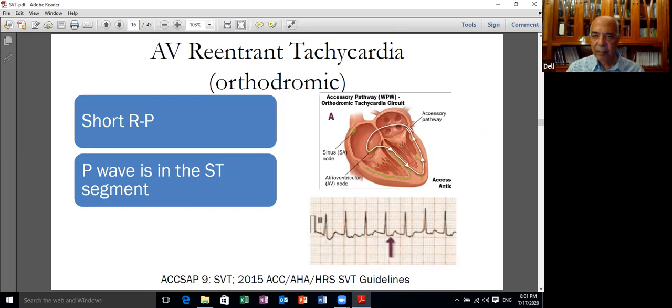If the accessory pathway conducts only retrogradely, this is called a concealed accessory pathway, because there is no delta wave under normal circumstances in sinus rhythm. But the impulse goes through the AV node, conducting atrial activity in an orthodromic fashion, activates the ventricle, and then passes retrogradely across the accessory pathway to the atrium.